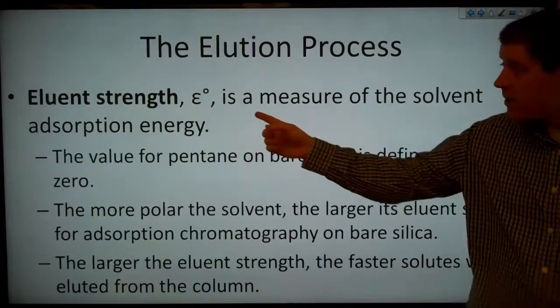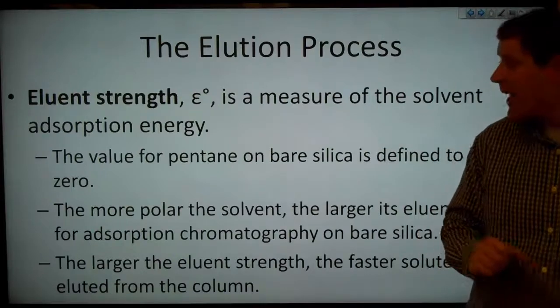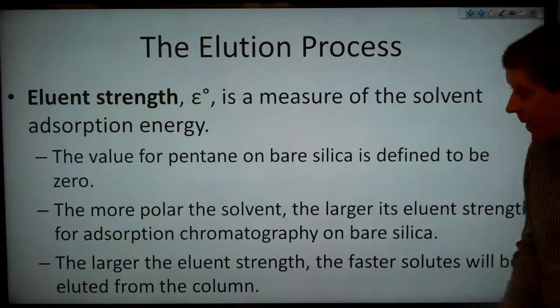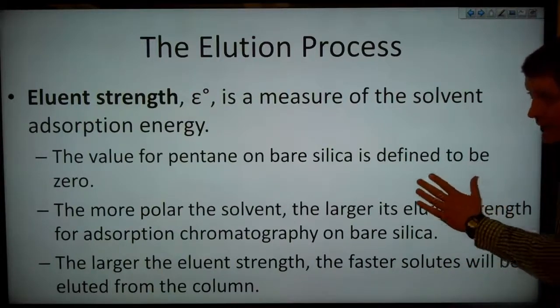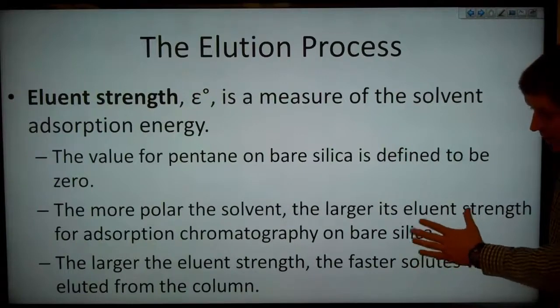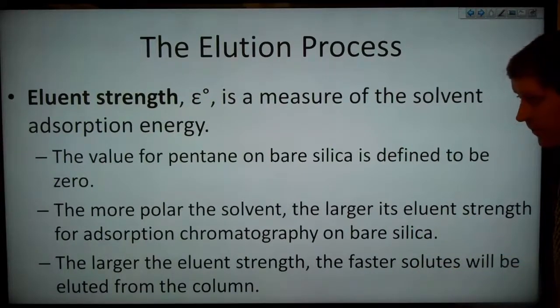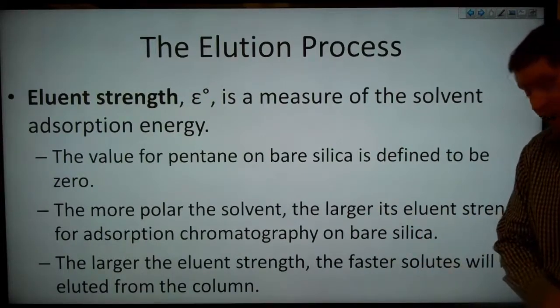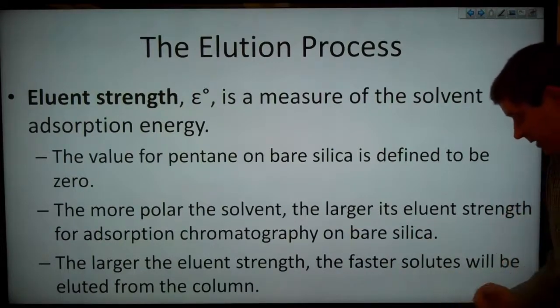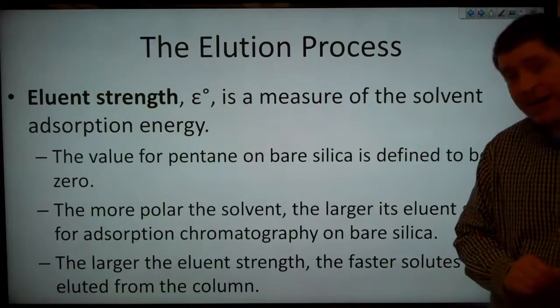The eluent strength, symbolized here with an epsilon naught, is a measure of the solvent adsorption energy. The value for pentane on bare silica is defined to be 0. The more polar the solvent, the larger its eluent strength for adsorption chromatography on bare silica. The larger the eluent strength, the faster the solutes will be eluted from the column.